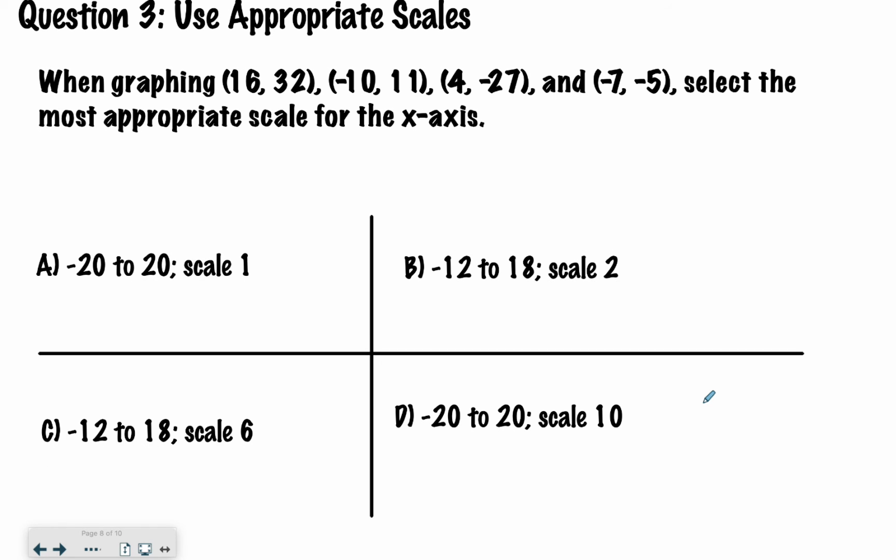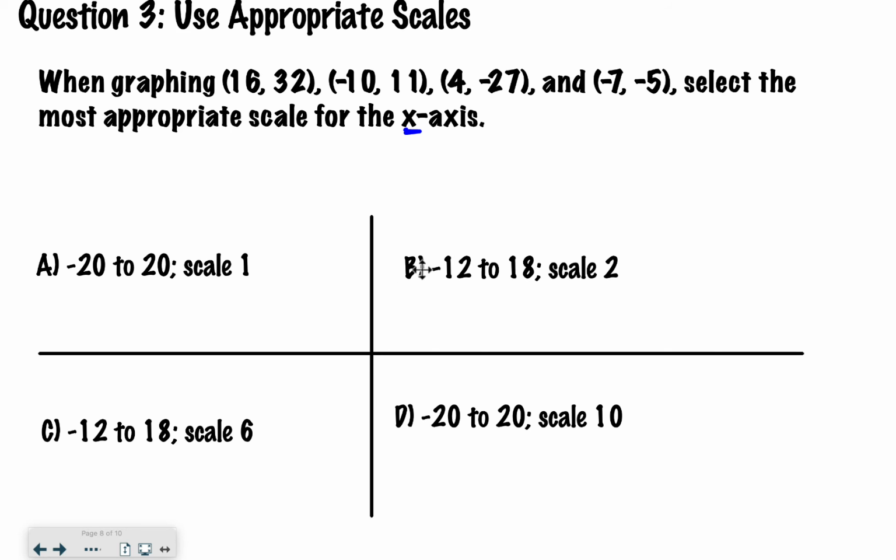So I want you to look at these points and figure out, when graphing (16, 32), (negative 10, 11), (4, negative 27), and (negative 7, 5), select the most appropriate scale for the x-axis. All right, go ahead and think about that.